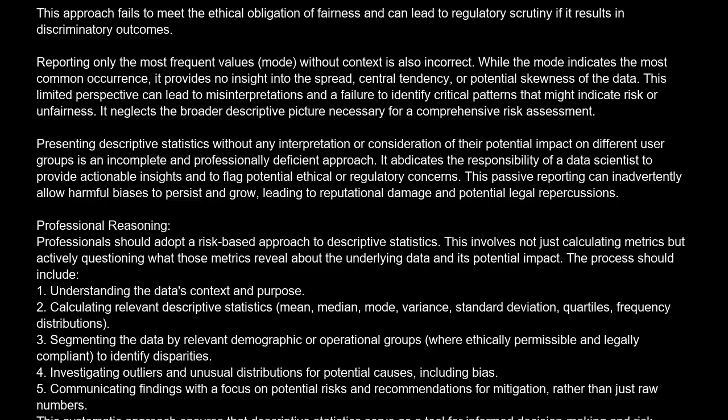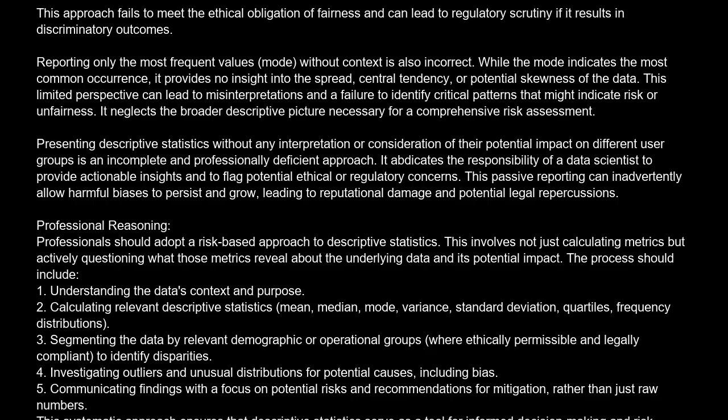This involves not just calculating metrics, but actively questioning what those metrics reveal about the underlying data and its potential impact. The process should include: 1. Understanding the data's context and purpose. 2. Calculating relevant descriptive statistics: mean, median, mode, variance, standard deviation, quartiles, frequency distributions.